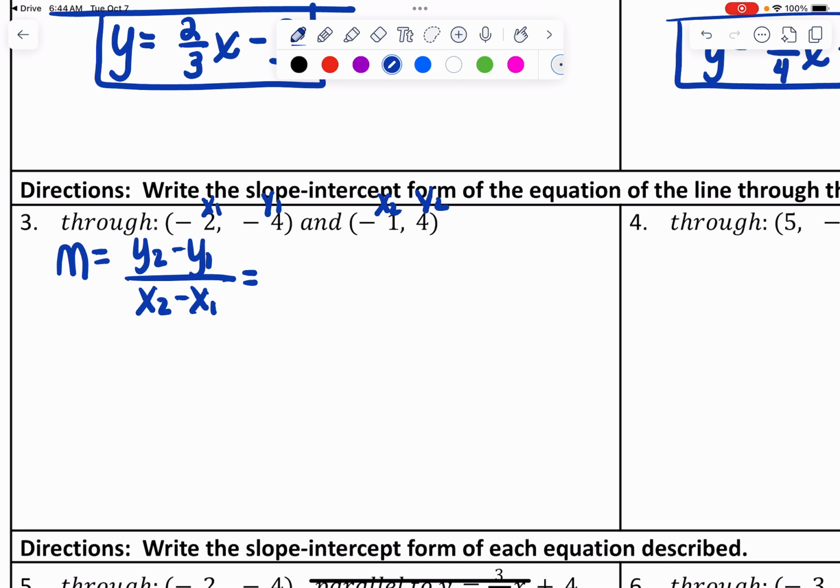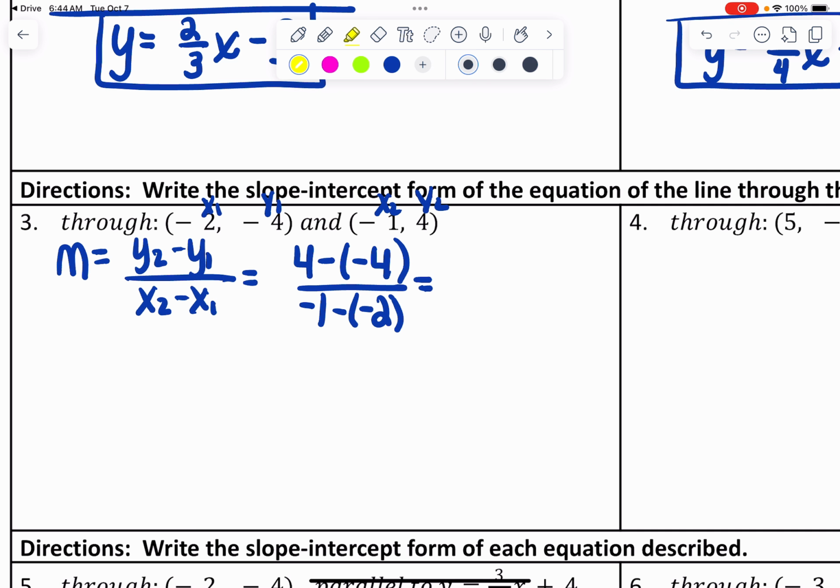So in other words, it would be 4 minus a -4. Don't drop the negative, and then -1 minus the -2. And so you would get a double negative here and here, so it would really be 4 plus 4, which is 8, and then -1 plus 2 is just 1, so 8 over 1 is just 8. Okay, so that's your slope.